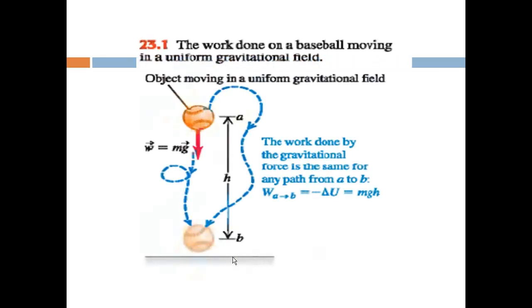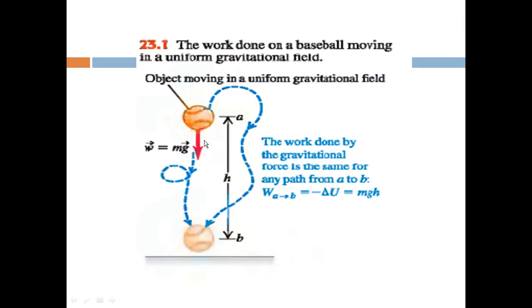Okay, so let's try to illustrate further. The work done in our example is as illustrated here. You have a baseball that is moving across a uniform gravitational field. So you have a baseball moving across this path between point A and point B.